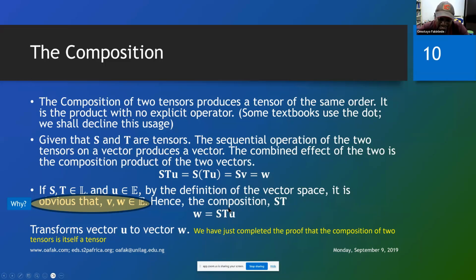And we know it is linear, because if TU is linear and SV is linear, then the combination of them will obviously be linear. It can easily be proved. So the composition of S and T is a tensor itself.